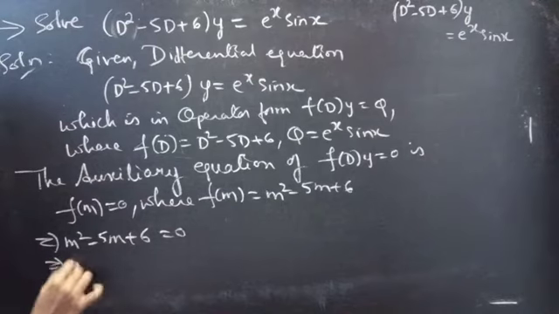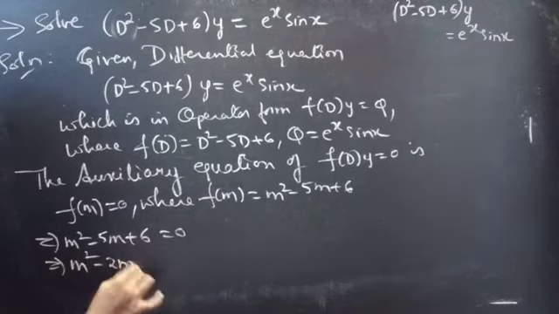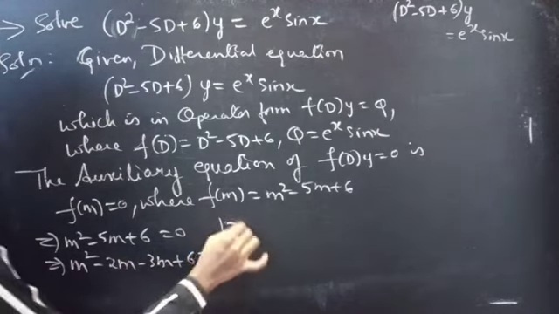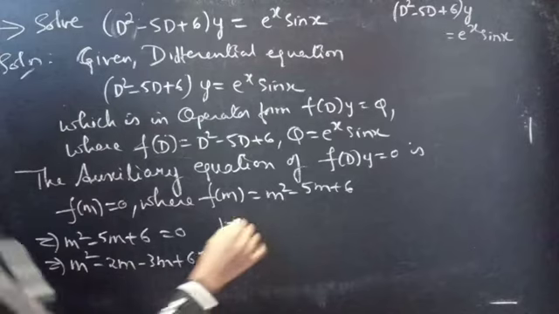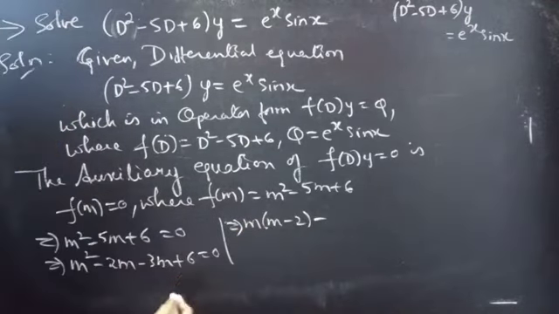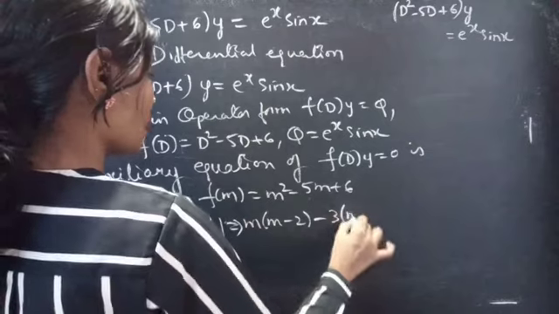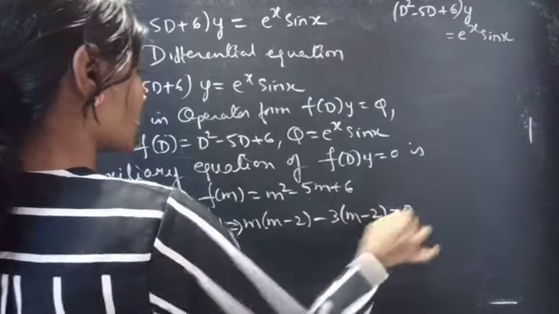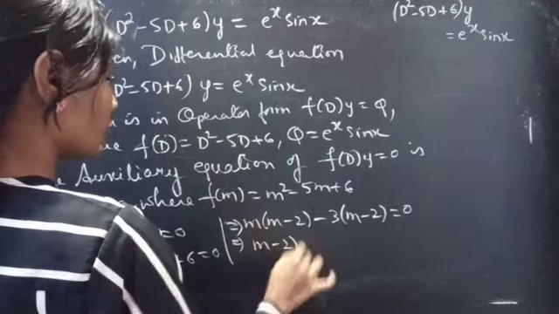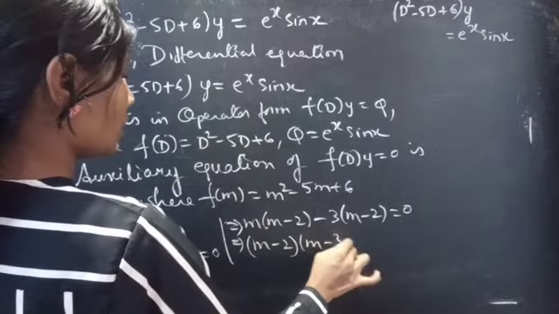Then, m², we can split -5m as -2m - 3m + 6 = 0. Then, take m common from the first two terms, we'll get m(m - 2), and take -3 common from the next two terms, we'll get -3(m - 2) = 0. If you notice, we are having m - 2 in both the terms, so let's take m - 2 common. We'll get (m - 2)(m - 3) = 0.